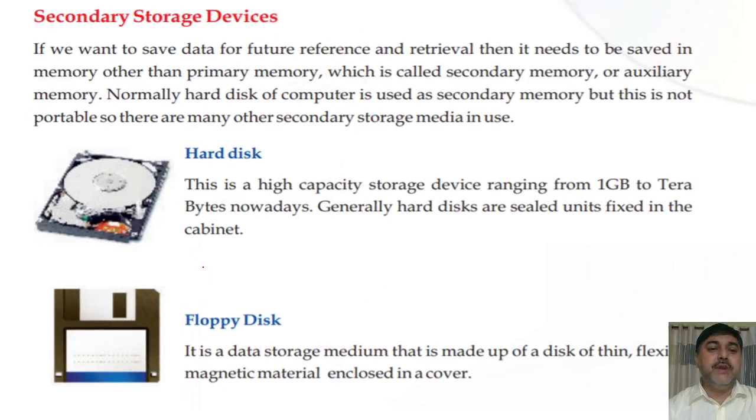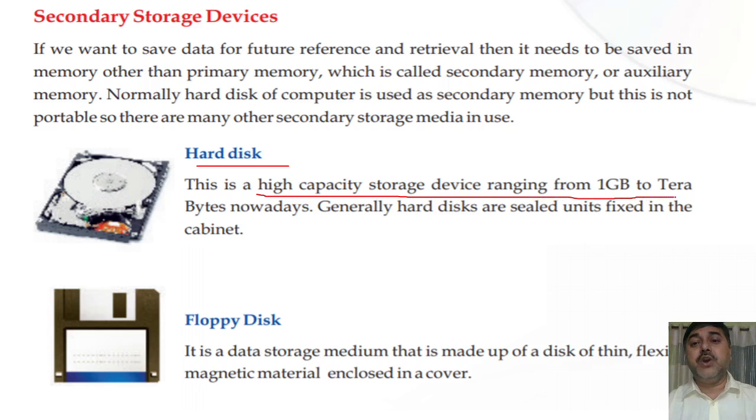So here I have given you some of the secondary storage devices that we use for data storing purposes, like the hard disk. A hard disk is a high storage device with a range of 1 GB to terabytes nowadays. Okay, TB. So this is what the particular thing is.